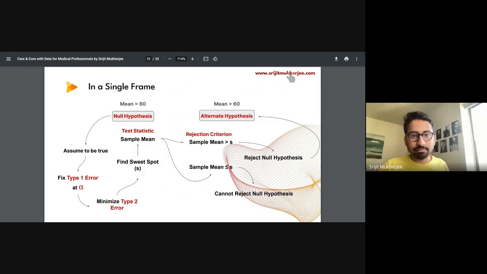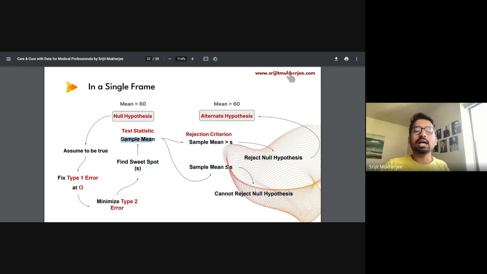So in a single frame, what we do is this: we have a null hypothesis, mean equal to 60, and an alternate hypothesis, mean greater than 60. We assume the null hypothesis to be true. We fix the chance of type 1 error at alpha, the level of significance. This is like fixing the amount of false positive we can afford, and then we minimize the type 2 error. We get the sweet spot S.